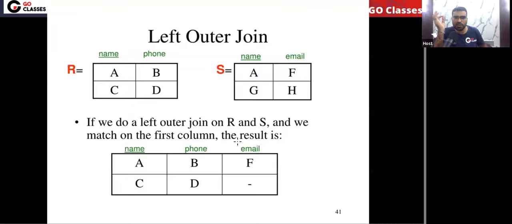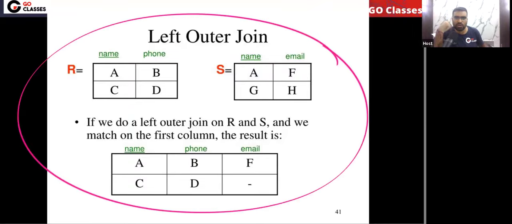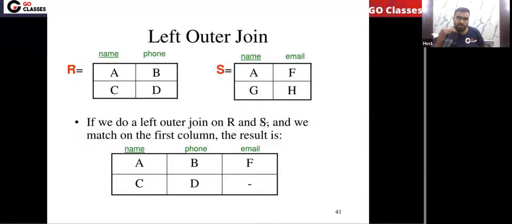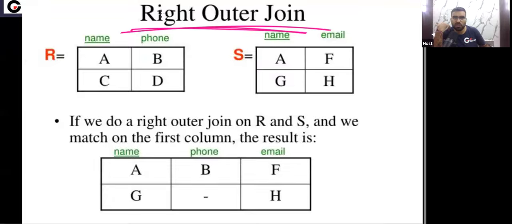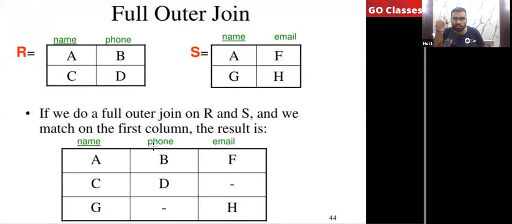You can see left outer join. This is your left outer join: first you do the natural join, then you add dangling tuples of the left table. Right outer join: first you do natural join, then you add dangling tuples of the right table. Then full outer join: first you do natural join, then you add dangling tuples of the left table and dangling tuples of the right table.